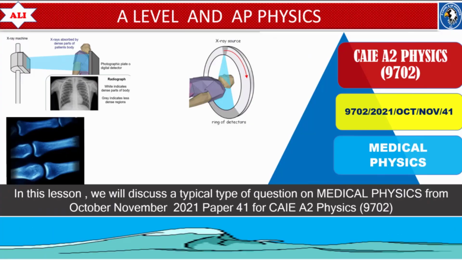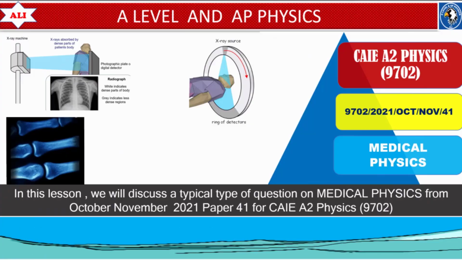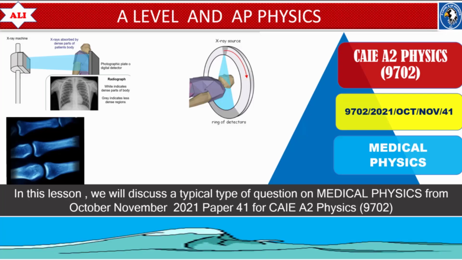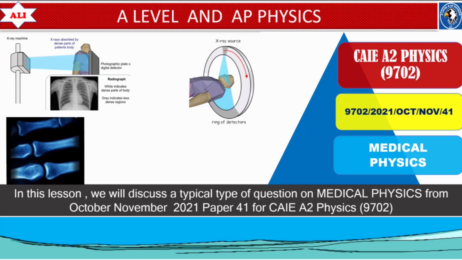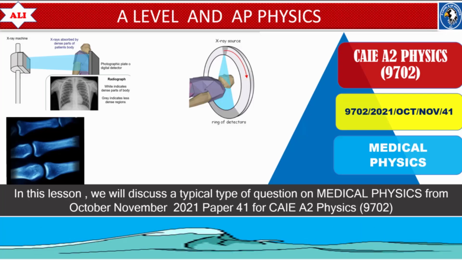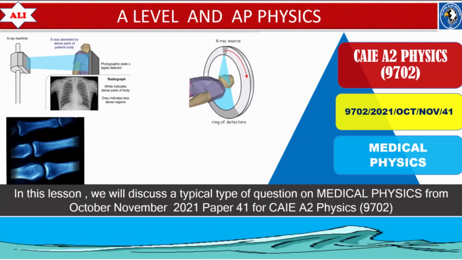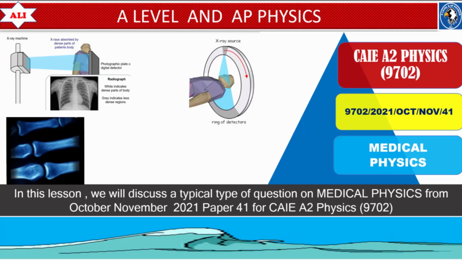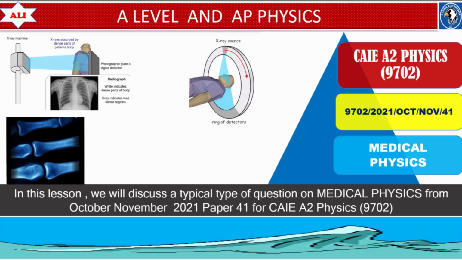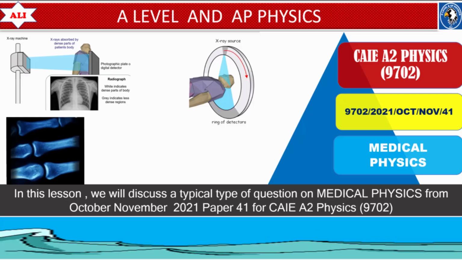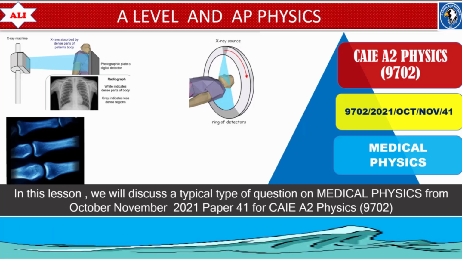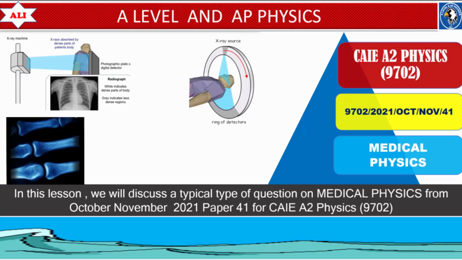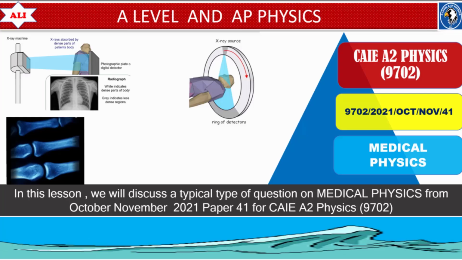Welcome to A-Level and AP Physics. In today's lesson, we will discuss a typical type of question on medical physics from October-November 2021, paper 4, variant 1. I said this is a typical type of question because this type of question is very common in past papers. So in today's lesson, we will discuss what is meant by sharpness, what is contrast, how we can calculate linear attenuation coefficient.